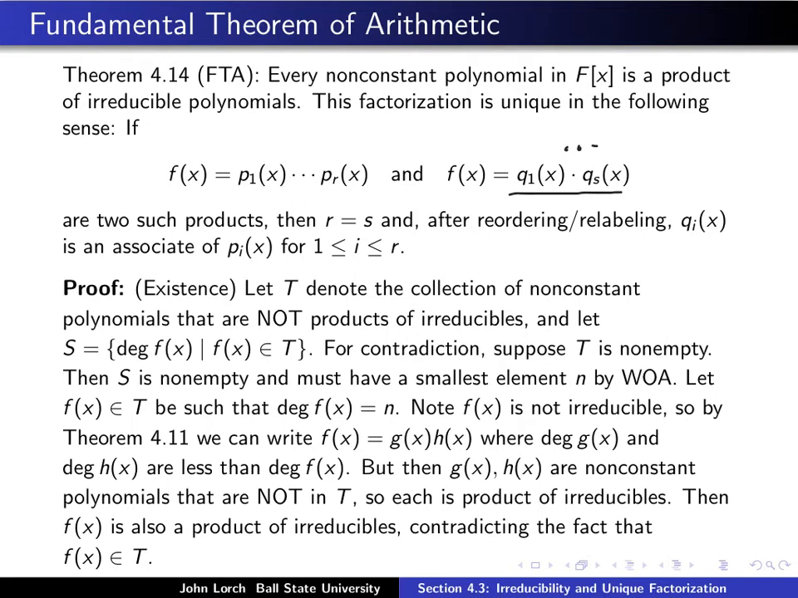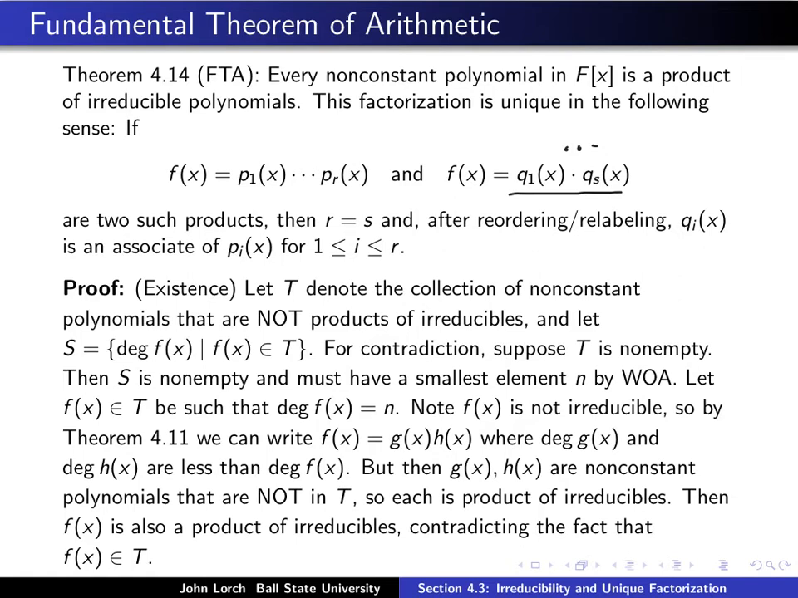Now, there are two parts of the proof of this theorem. One is to prove the existence of a factorization, and the second part is to prove uniqueness. You may remember when we proved this theorem for integers, we proved the uniqueness part in class, and I had you read the existence part. Here, in this proof for polynomials, we're going to do the opposite. We're going to prove the existence part, and I'll have you read the uniqueness part.